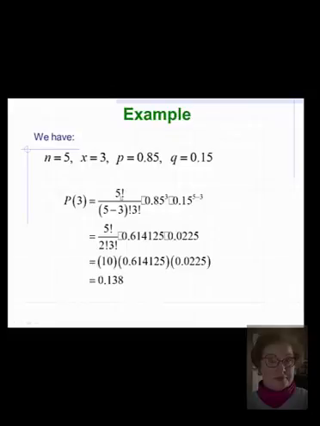Here is what the formula would look like. We'd have 5 factorial, which is 5 times 4 times 3 times 2 times 1. And we have our p to the third power. We have our q to the 5 minus 3 power, which is the second power. This is going to be 2 factorial, and this is going to be 3 factorial. So this first fraction reduces to 10. We have 0.85 to the third power, 0.15 to the second power, so we get there's a 13.8% chance that exactly 3 adults out of a sample of 5 have heard of Twitter.